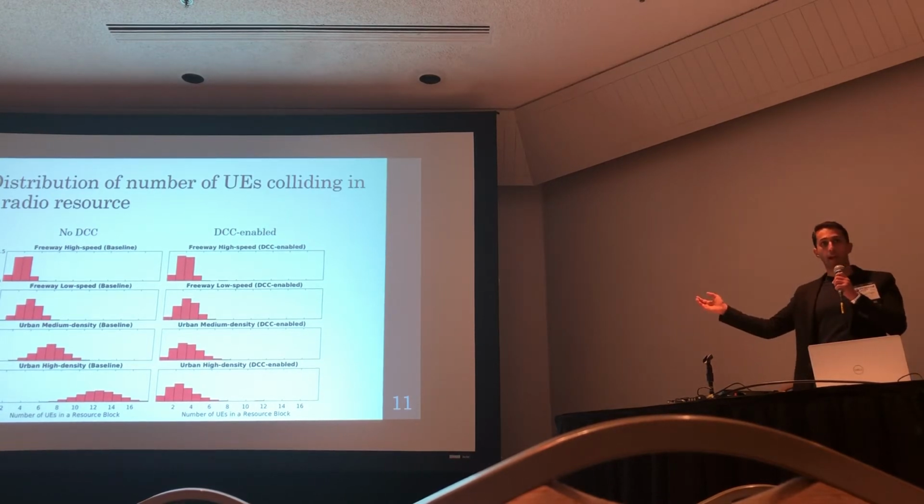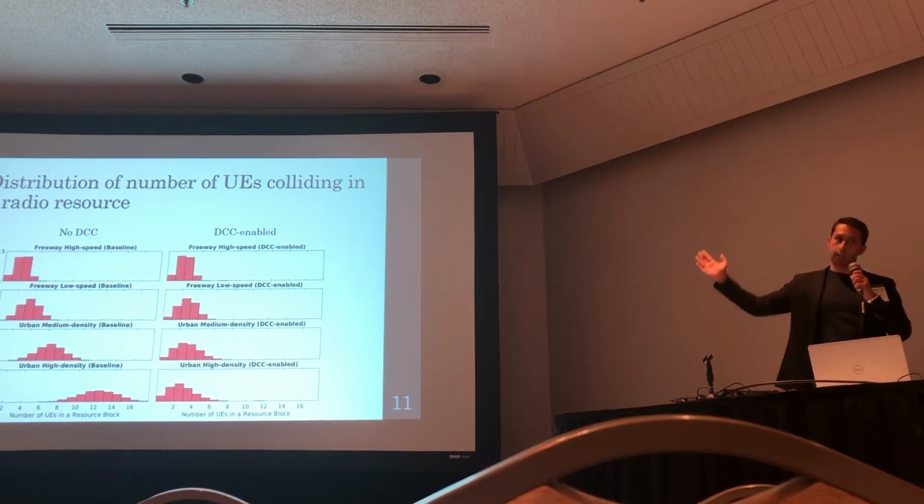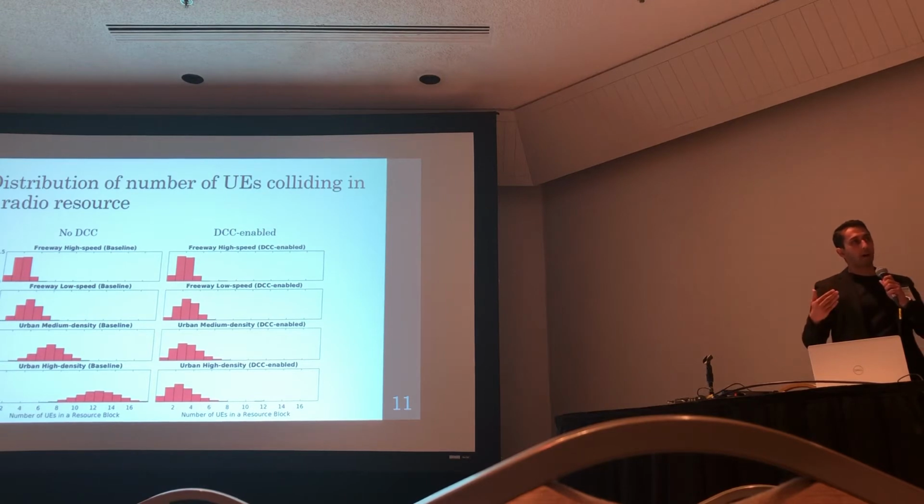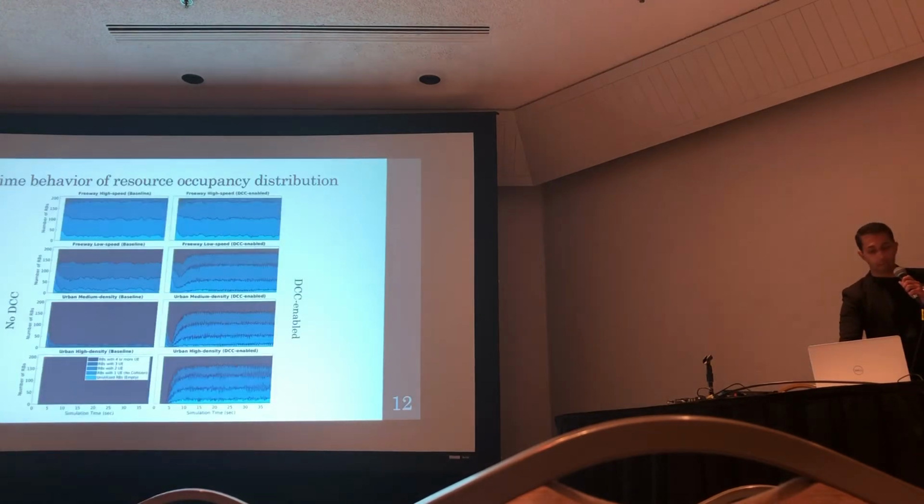But after activating the congestion control, you can see that again the distribution is shifted to the left, and the number of messages in each radio resource, or radio block, or RB, is much lower. These are all simulation results, right? Let's see, from the moment that I run the simulation, how does the system behave? What's the temporal behavior of the system?